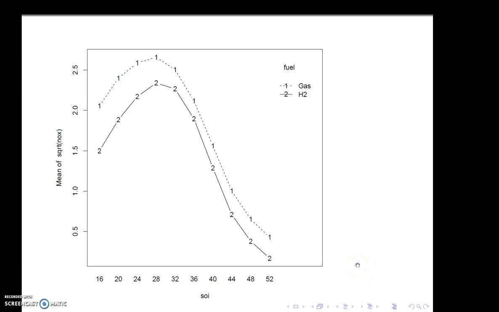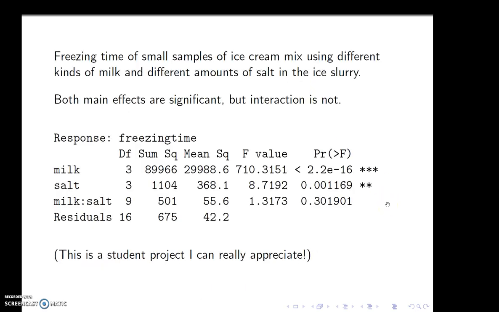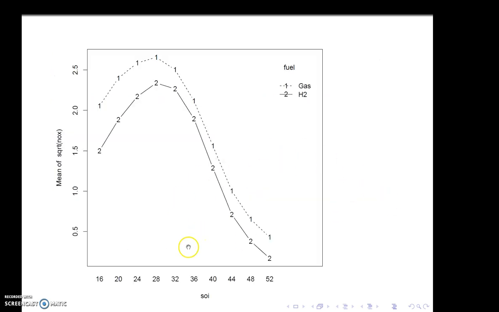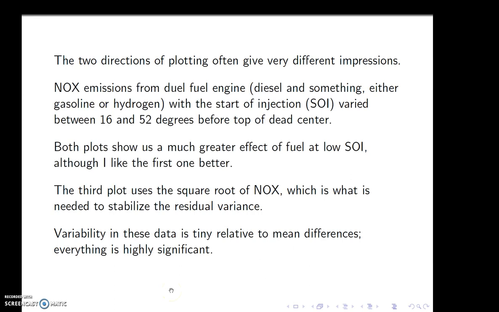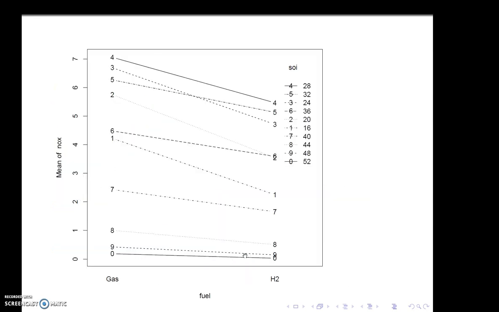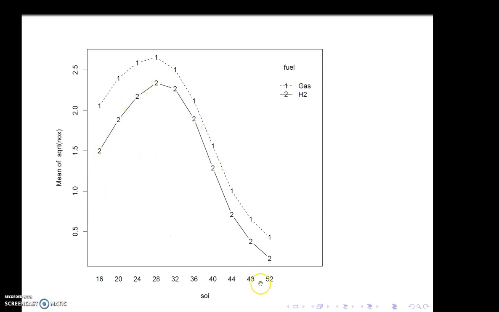So we see something very similar happening for gas as is happening for H2. I'll have to show you the data itself, but Gary does say the variability in this data is tiny relative to mean differences, so everything was highly significant. So we see everything, even the interaction effect, being highly significant. I would say there's a shift between 1 and 2, but I don't see strong evidence plot-wise for interaction, and it may just be because, like he said, the variability is so small. So let's look at another example.